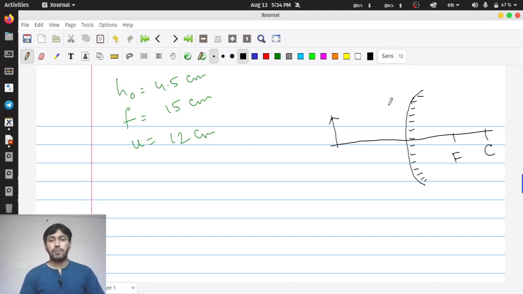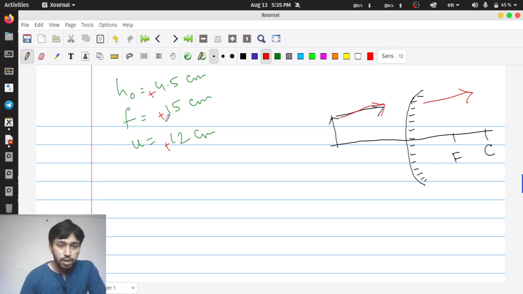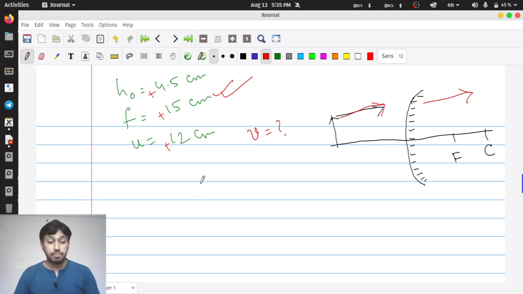So basically, first of all, apply the sign convention. Sign convention is very much necessary. You can see light rays will go from left to right. So all distances in this direction will be positive, because it is the same direction as the incident light ray. Since it is a convex mirror, F will be taken as positive. Always take this. Now I have to calculate V, the image distance, so I have to apply the mirror formula.